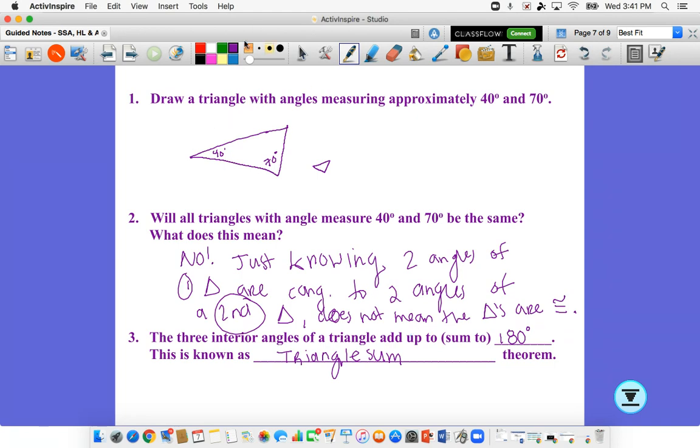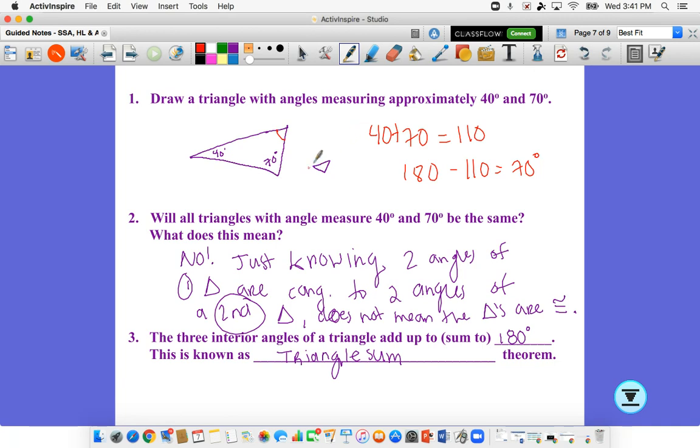So even though I only gave you 2 angles here, we can figure out this 3rd angle. If I did 40 plus 70, that gives me 110. And then 180 minus 110, I know that last one is going to be 70 degrees too. Oh, it's isosceles. How cool. So not all isosceles triangles are congruent. There you go. Pretty cool statement.